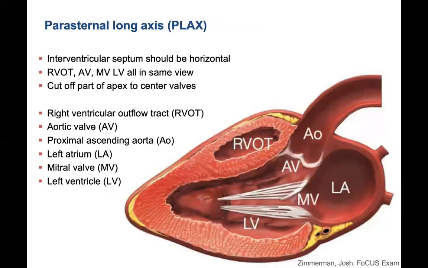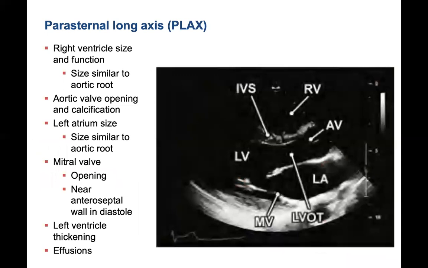What are we looking for? We are going to see that the interventricular septum should be horizontal. You're going to see the right ventricle, or that RVOT, right ventricular outflow tract, the aortic valve, the mitral valve, and the left ventricle all in the same view. And we do want to note that we will cut off part of that apex to get that mitral valve and aortic valve in the center. So these are all the pieces of the anatomy of the heart that we're looking at in this view. Here's what that looks like on ultrasound.